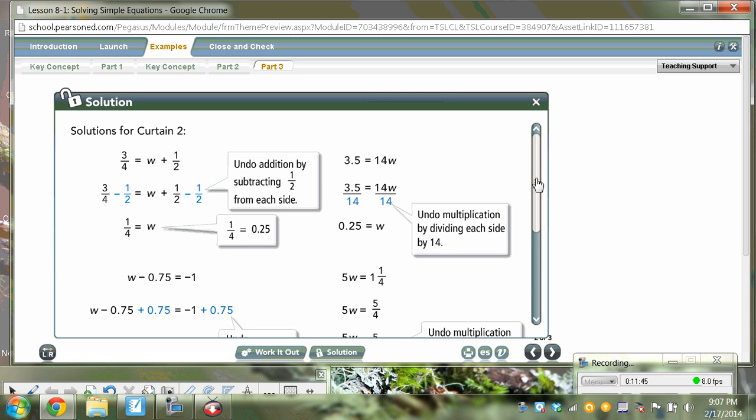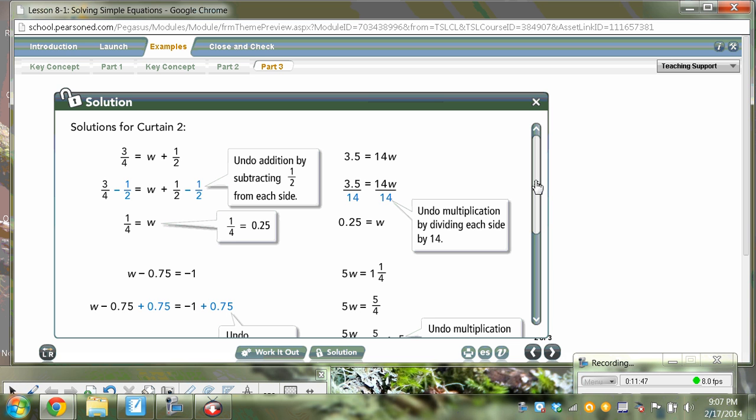Okay, thank you for coming back. So if we look at the first one, when you saw that this was adding a half, hopefully you realized you needed to take away a half. So when you did that, you got W equals 1/4. 1/4 does simplify to 0.25.